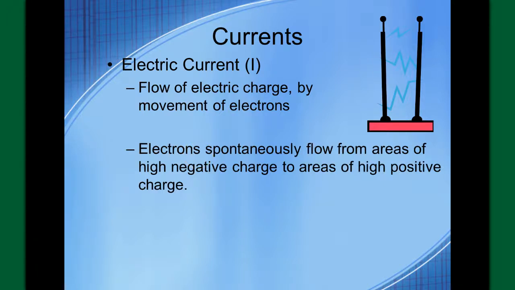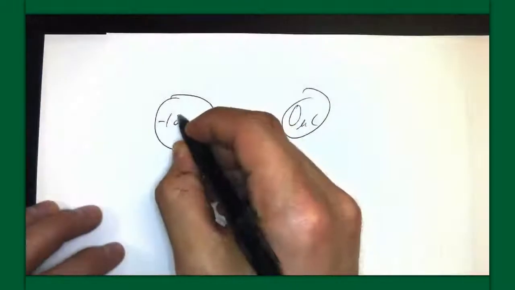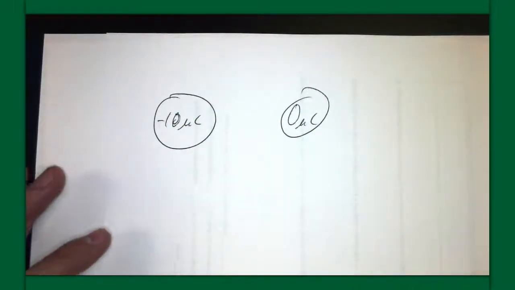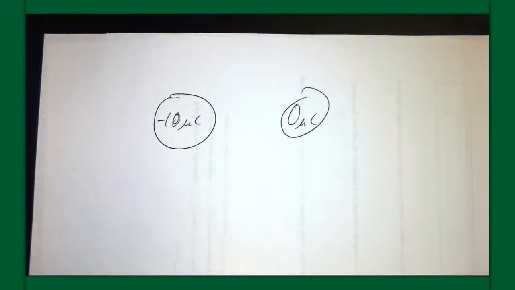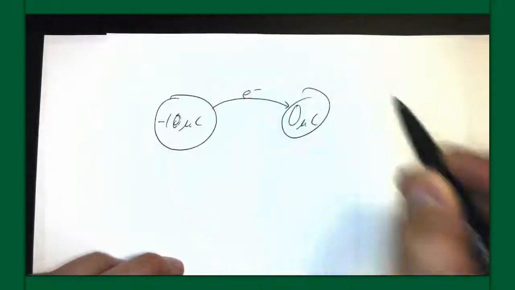Electrons will spontaneously flow from areas of high negative charge to areas of high positive charge. What that means is that, let's imagine I have these two objects. One has a charge of negative 10 microcoulombs, the other is neutral. The question is, if I put these two objects together, I bring them into contact and allow conduction to occur, what direction will the electrons flow? Hopefully you know that electrons will flow spontaneously this direction.